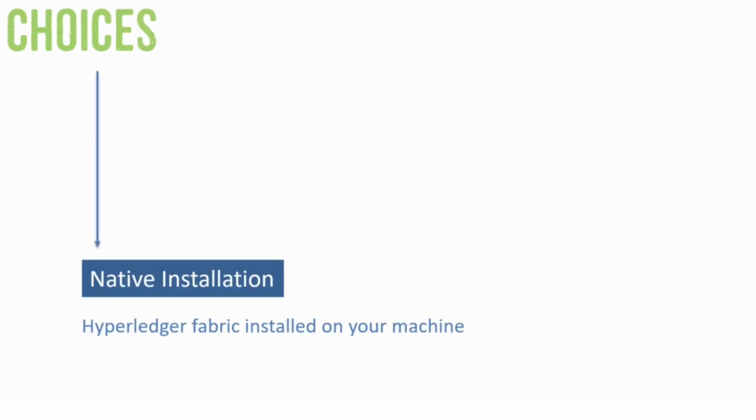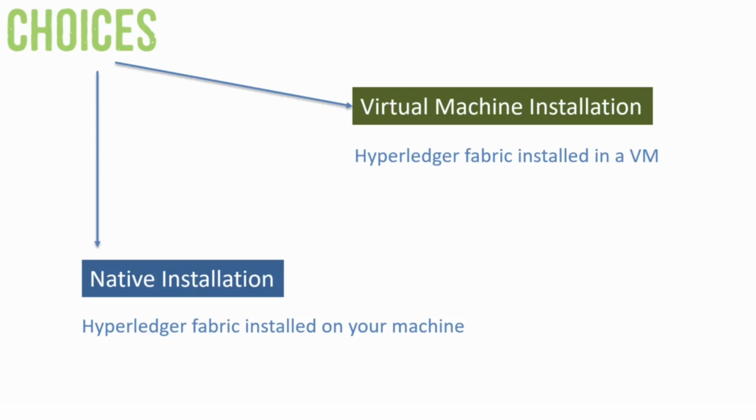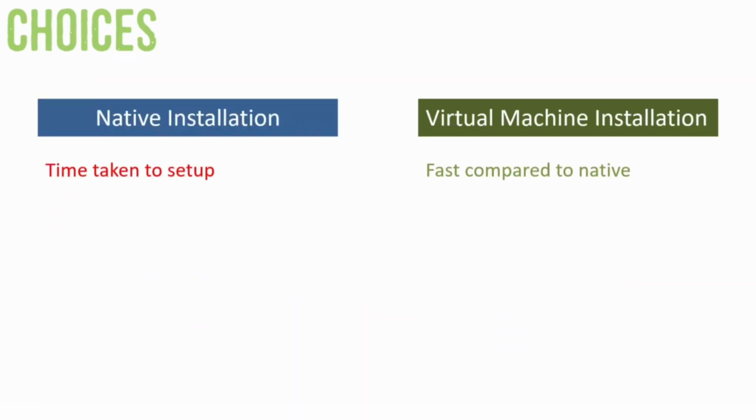So the obvious question is, what are the choices? The choices are, you can have a native installation where the Hyperledger Fabric components are installed on your machine, or you can install Hyperledger Fabric in a virtual machine. I'll compare the two choices suggested here. The native installation requires you to carry out installation of various softwares, so it takes some time, especially if you run into issues. Virtual machine installation is quite fast compared to the native installation.